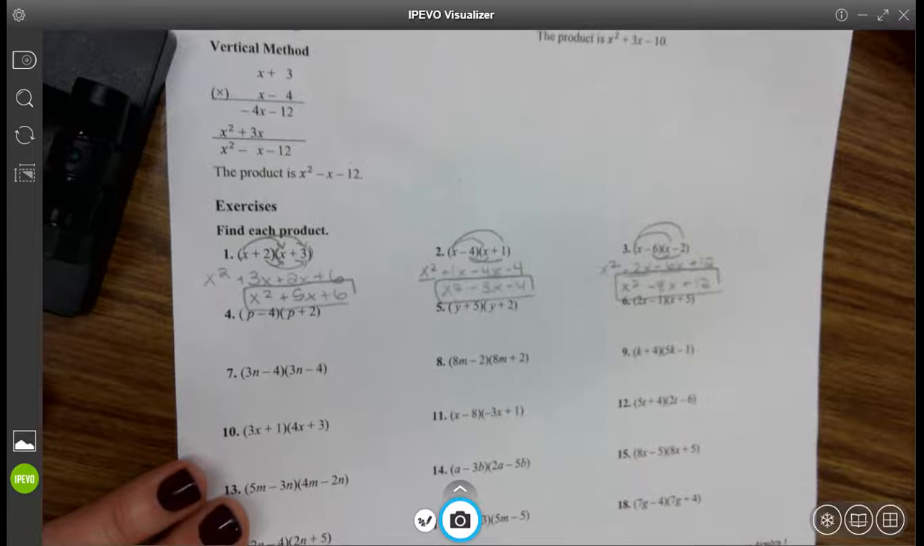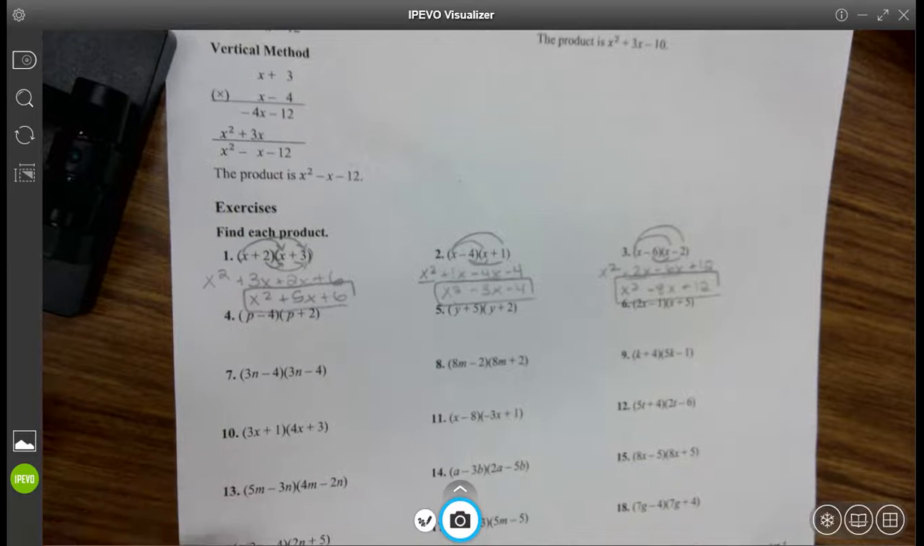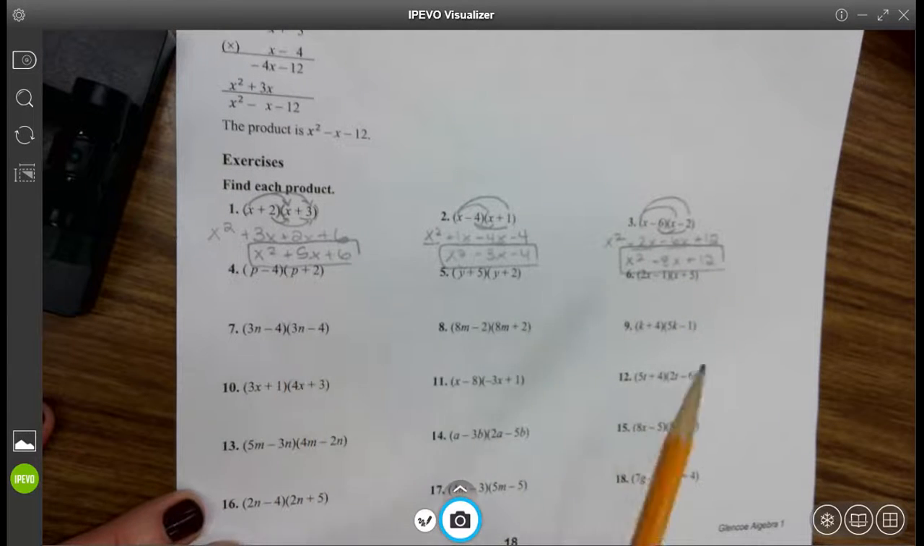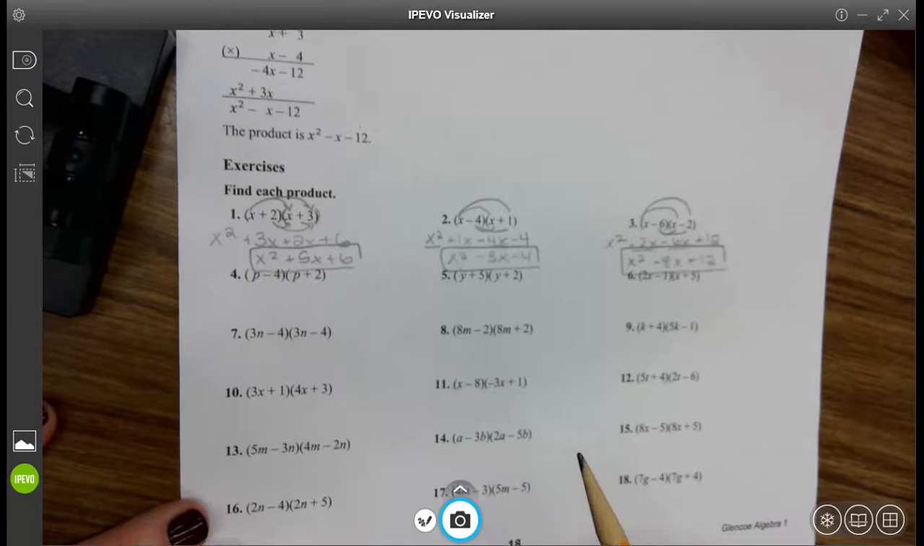All right. I just completed the top row. I want you to pause the video and I want you to complete the middle row. Play the video when you're finished.